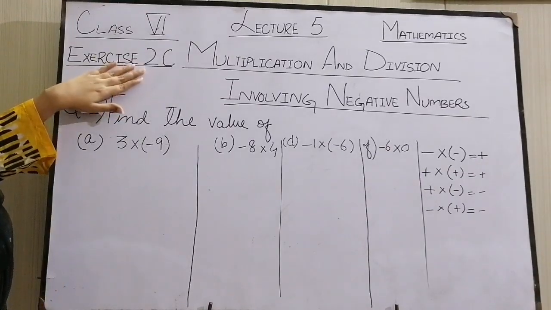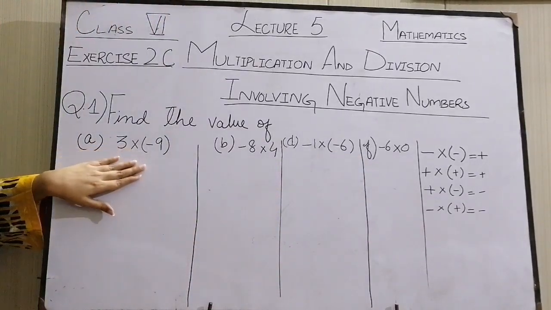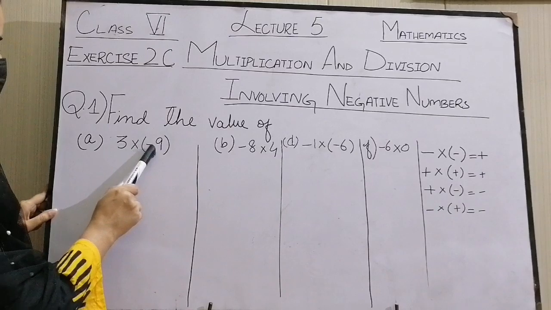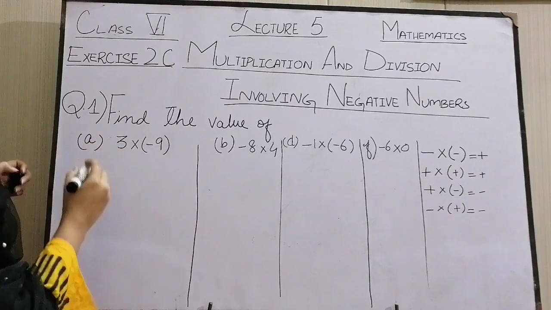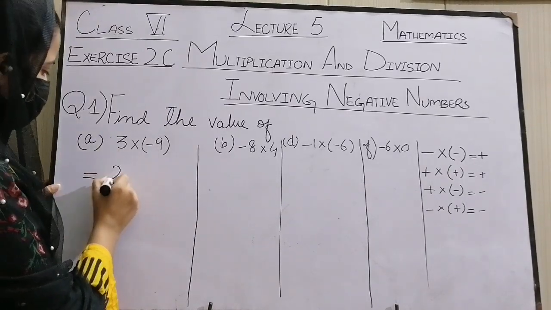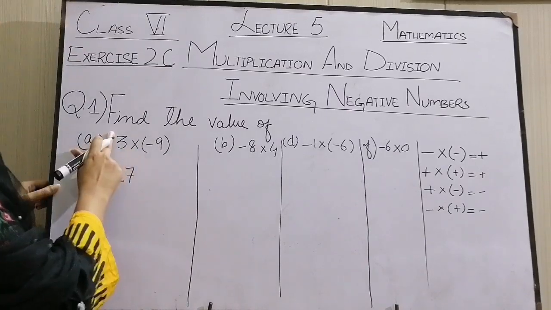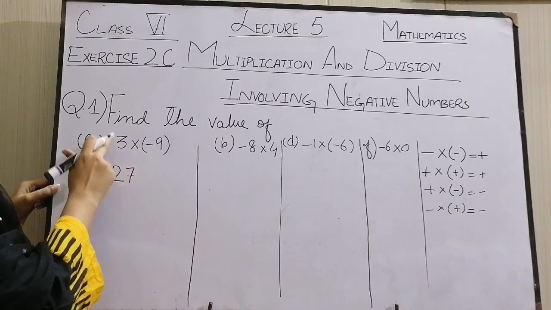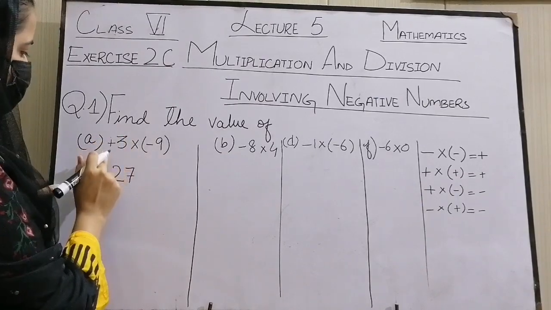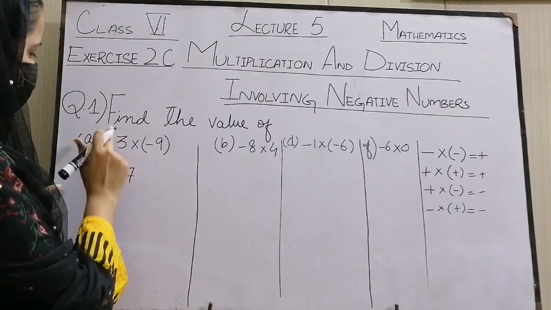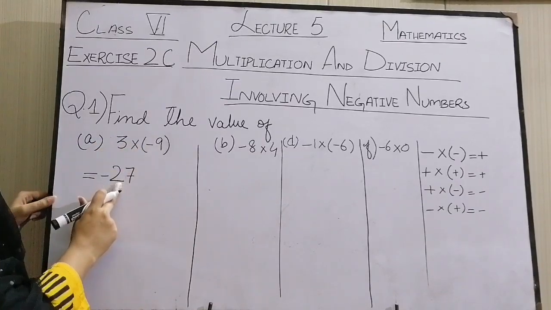So we have started exercise 2C. We have to evaluate these. I am doing part A first. First part is 3 into minus 9 or 3 multiplied by minus 9. Multiply the numbers first. 3 9s are 27, plus minus minus. When a number is written without a sign, it means that it has a positive sign with it. We do not write plus 3, but the plus sign is understood here. So I say plus minus minus. 3 9s are 27.